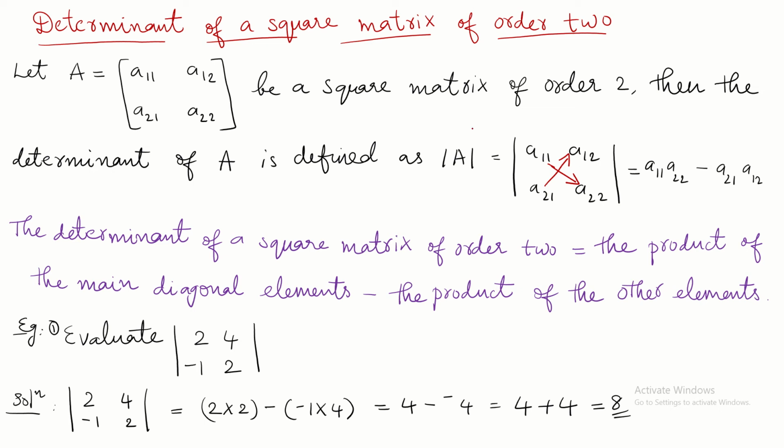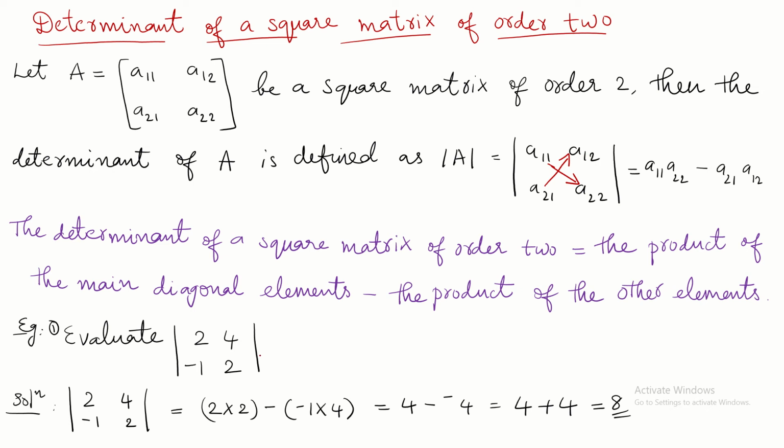That is how you find the determinant value of an order 2 matrix. It is the product of the main diagonal elements, this is the main diagonal, the multiplication of these two elements, minus the product of the other elements. A11 into A22 minus A21 into A12.